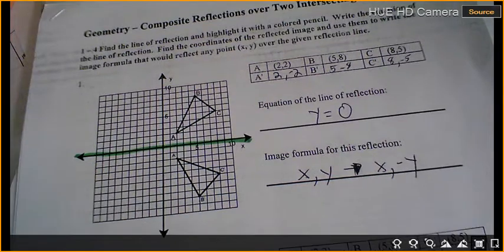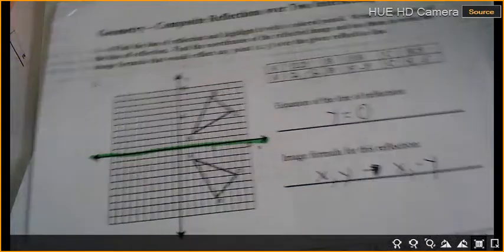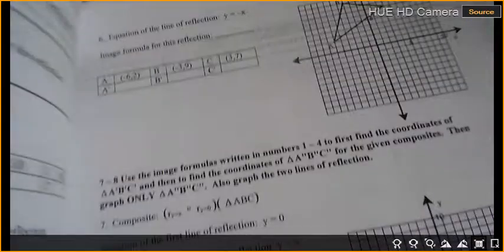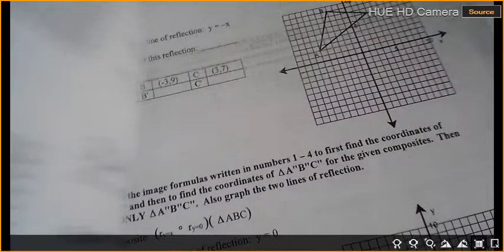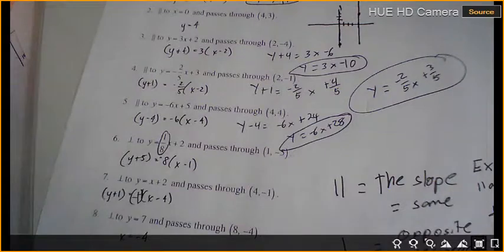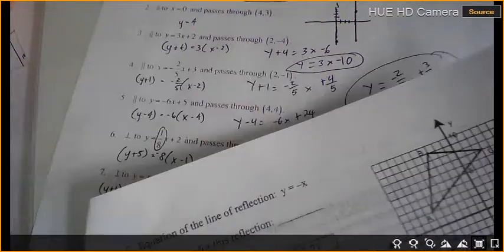It does get more complicated as we go on, but it's the same kind of thing. An important part for number 7 and 8. So we're going to go to number 7 and 8.